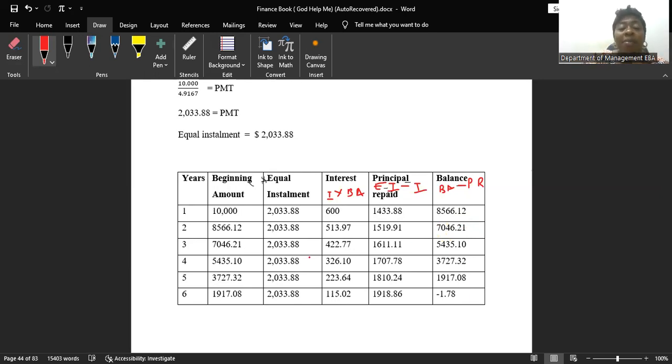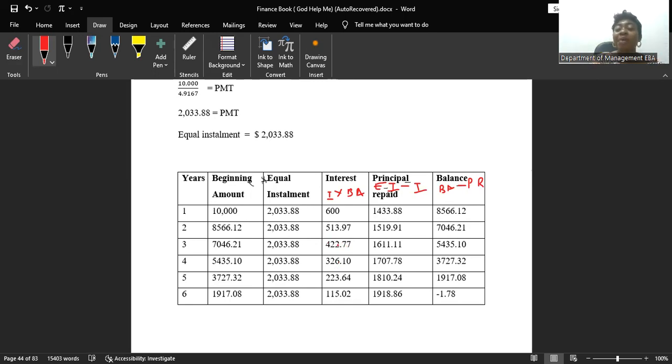Now we start the third year. This will come as the beginning amount, the beginning principal. We are saying you are paying the equal payment, because when you take a loan, except they write a fluctuating interest rate, we pay a fixed amount, right? So this fixed amount, we write it again. We find the 6% interest on this, and that is 422.77. Okay. Now this is the interest portion.